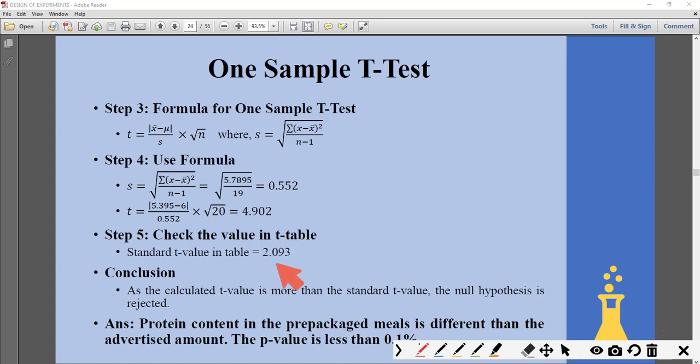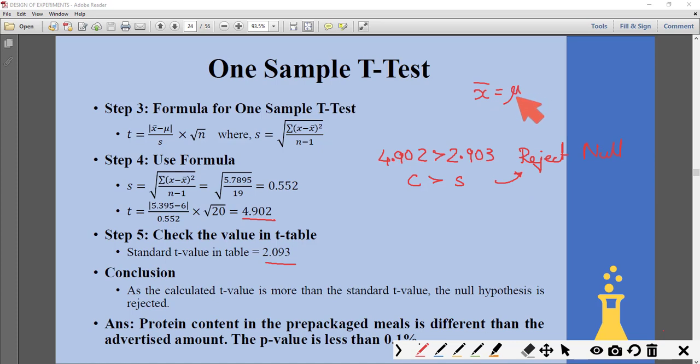Now what is our calculated value? Calculated value is 4.902. Now our calculated value is much greater than our standard value. Because our calculated value is greater than our standard value, it means that we have to reject the null hypothesis. If calculated value is greater than standard value, then we reject the null hypothesis, right? And what was our null hypothesis? That x bar is equal to mu.